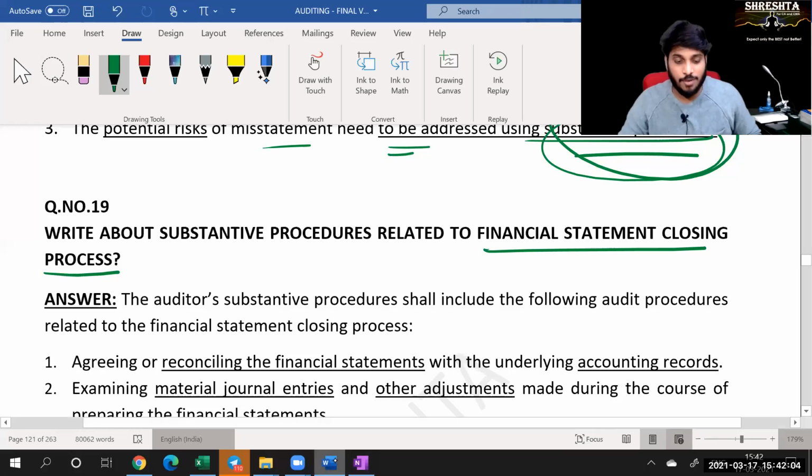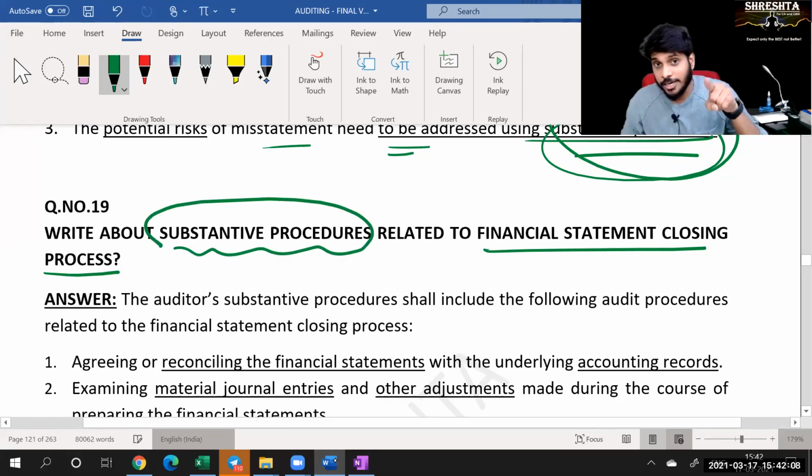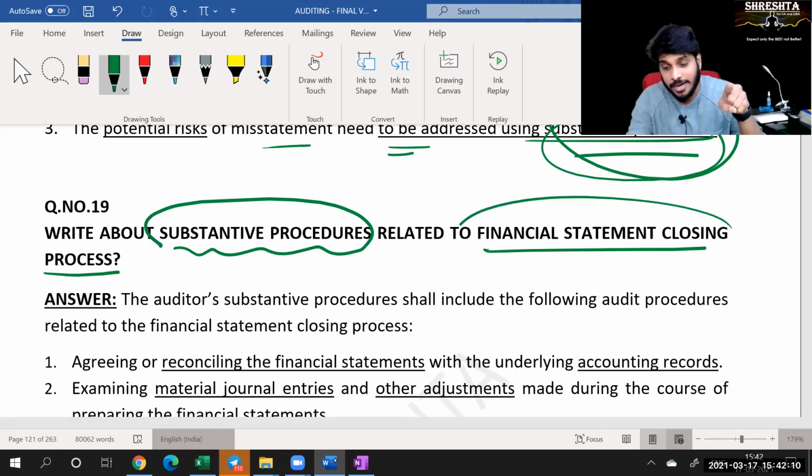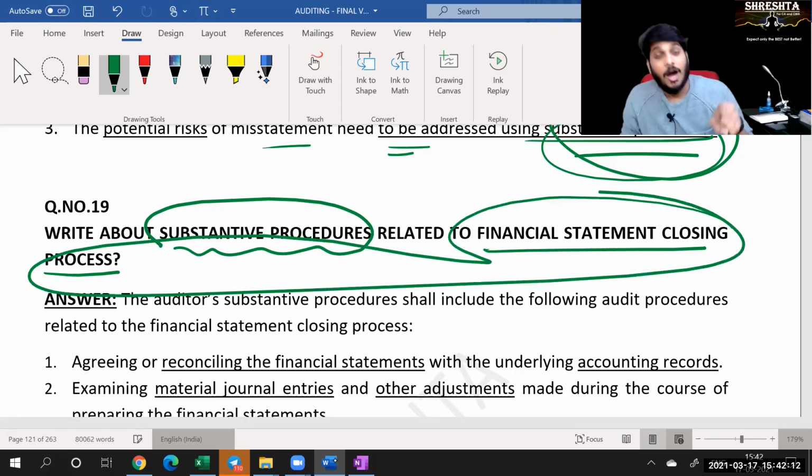Now, what is the question here? What they're asking is: write about substantive procedures. As an auditor, how do you verify the financial statement closing process? How do you conclude, yes, financial statements are closed properly? What are the things that you verify?